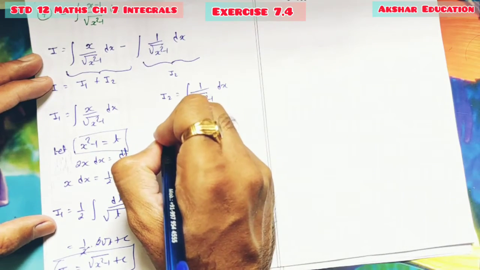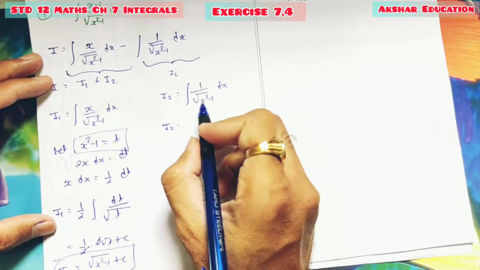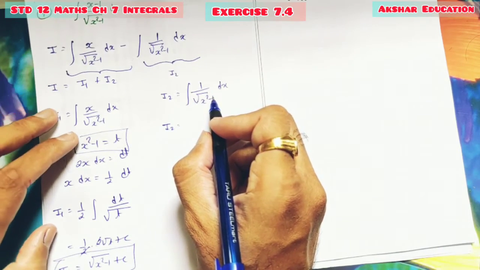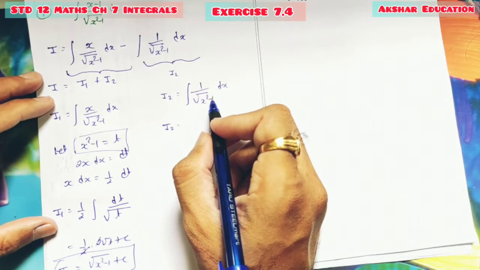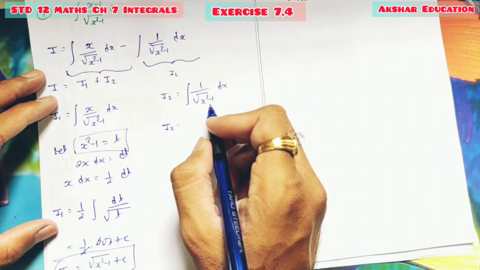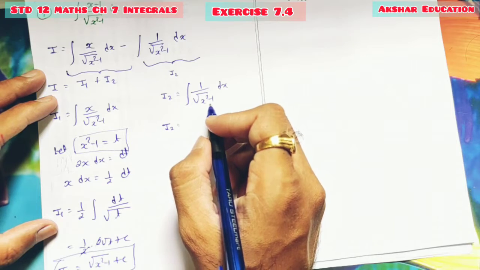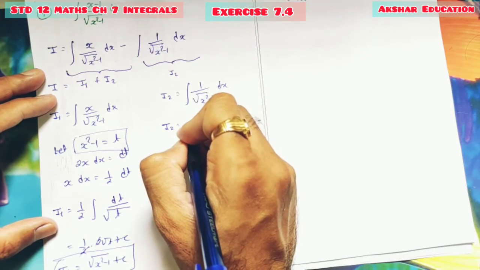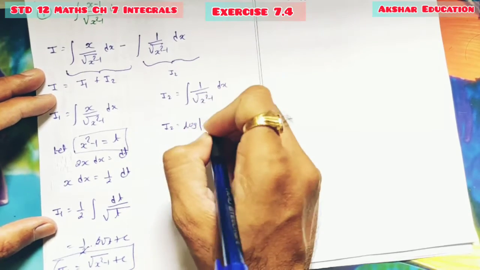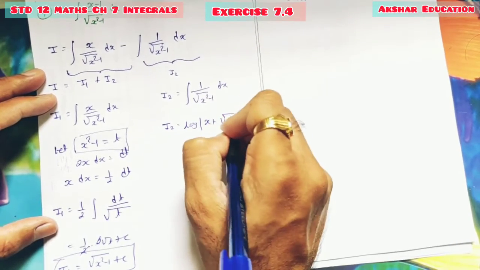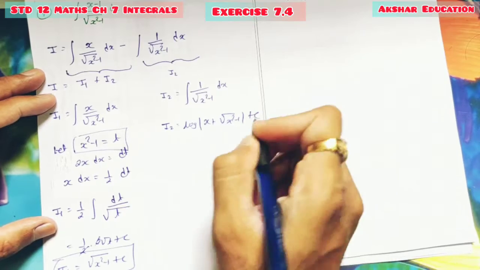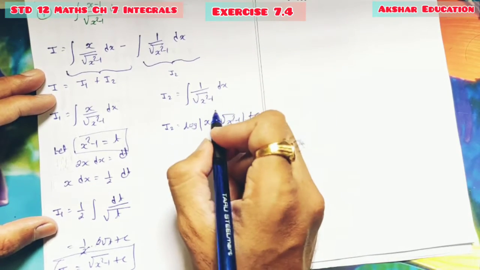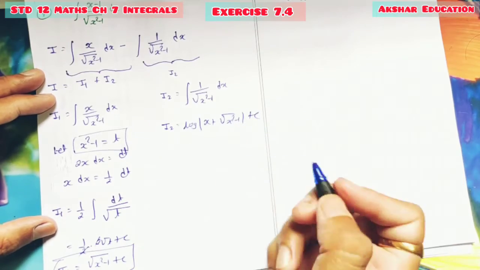For this I2, this is already in the form of square root of x square minus a square. So what is the formula? Directly, it is log mod x plus square root of x square minus 1 plus c, and instead of a square we are having 1 square. So this is our I2.